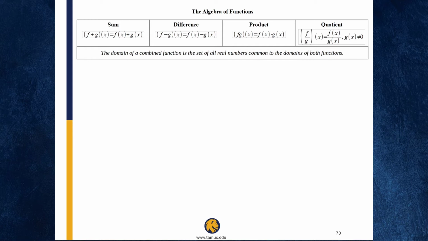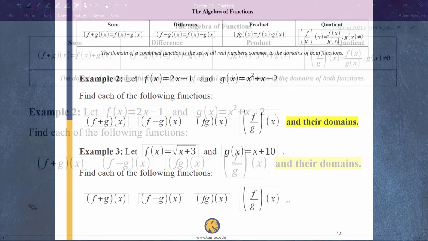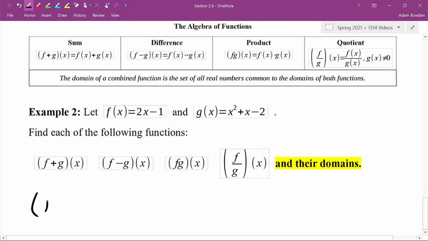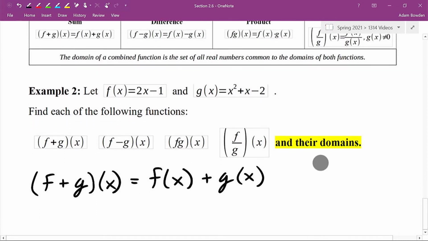We consider that the domain of a combined function is the set of all real numbers which are common in the domains of both functions at the same time. So we're going to look at a few examples of this to determine the combined function and the domain. The first one, we're going to find f plus g of x. And that means we take the f of x function plus the g of x function.